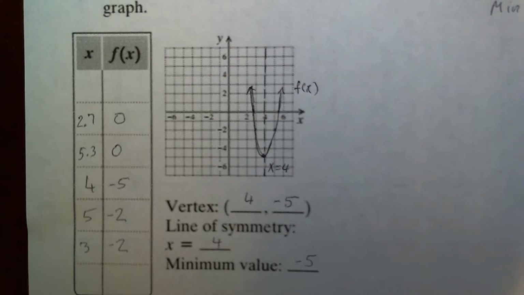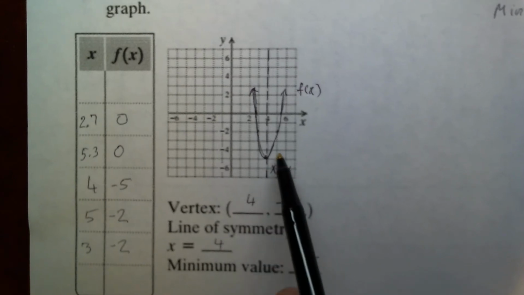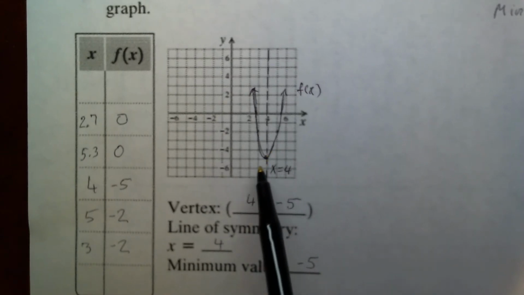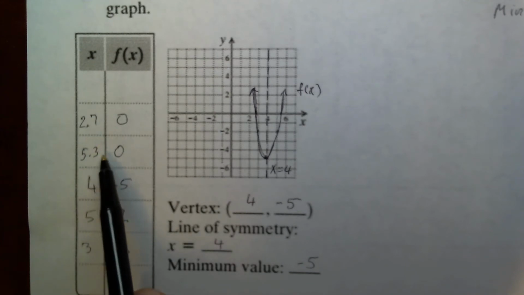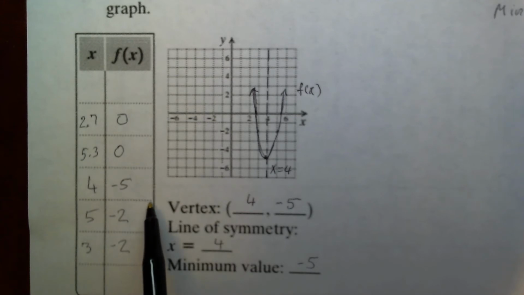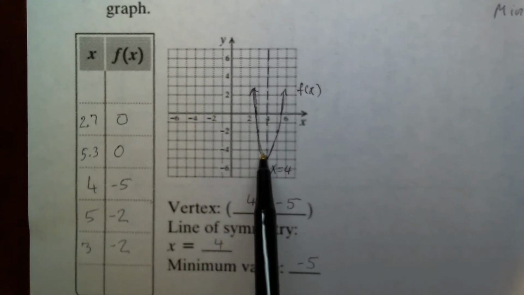So utilizing the information about the vertex and the line of symmetry and the minimum value of minus 5, we can easily graph the function, and plus other selected values like the x-intercepts and some other points symmetric about the line of symmetry enables us to graph the function.